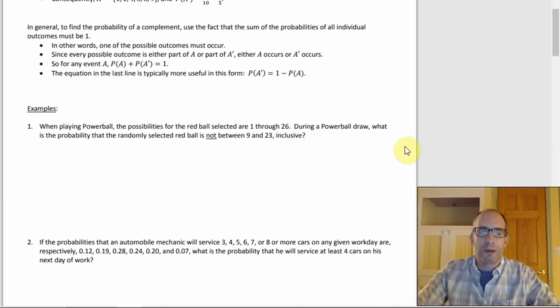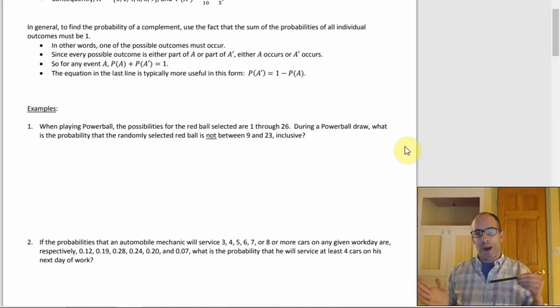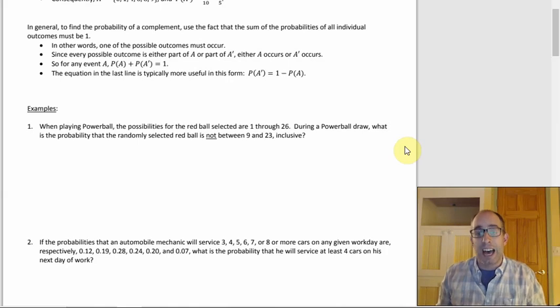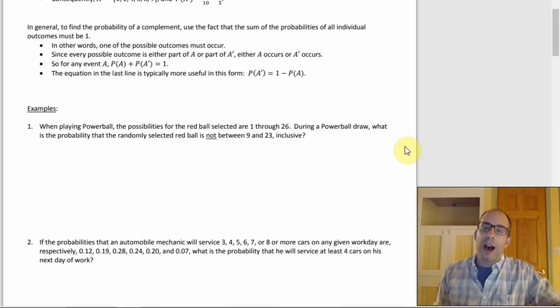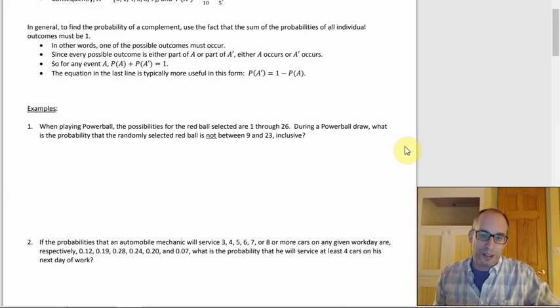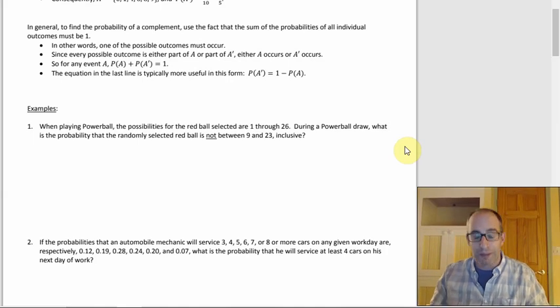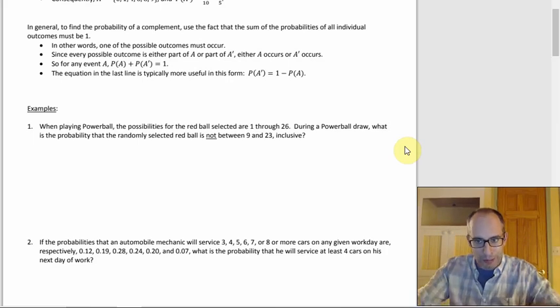So when playing Powerball, the possibilities for the red ball, also known as the Powerball, are 1 through 26. During a Powerball draw, what's the probability that the randomly selected red ball is not between 9 and 23 inclusive? I know you could just count this and do it directly, right? It's 1 through 8 and 24 through 26. That's 8 plus 3, that's 11. Fine, it's 11 out of 26. That is correct. But because this is the section about complements, we're going to do it with a complement.